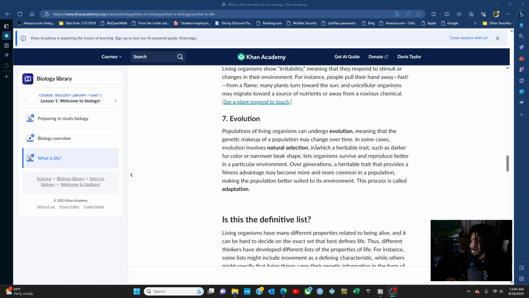Those are the 7 things that show that something is a living thing.